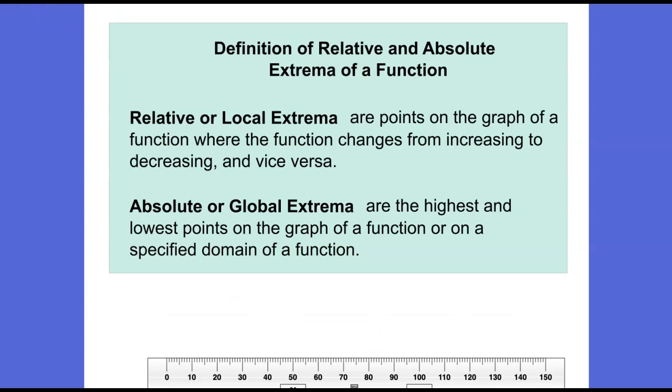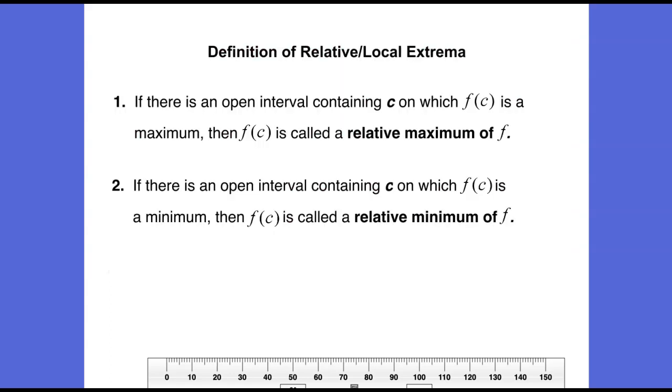So based on example 1, here's another way that we can think about relative and absolute extrema. Relative or local extrema are just points on the graph of a function where the function changes from increasing to decreasing and vice versa. Now the absolute or global extrema, those are the highest and lowest points on the graph of a function or on a specified domain of a function.